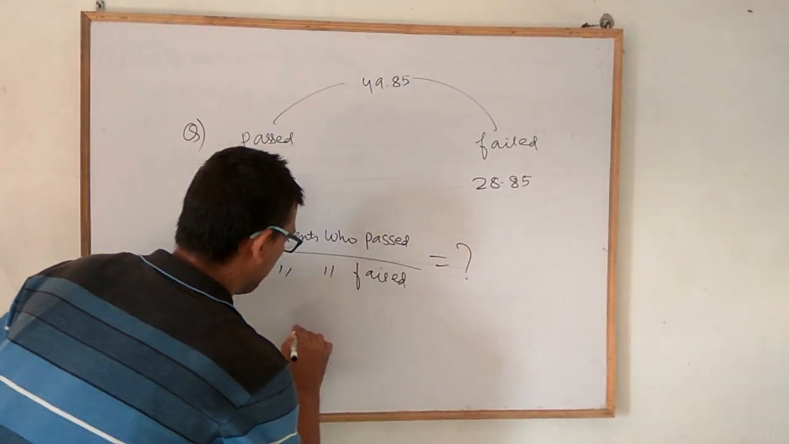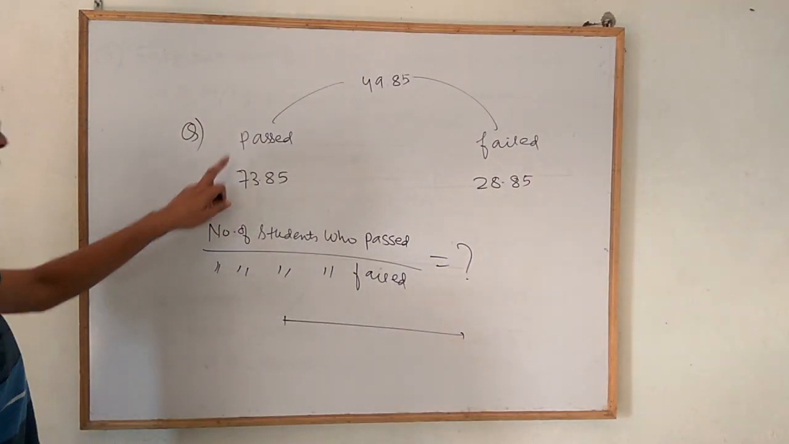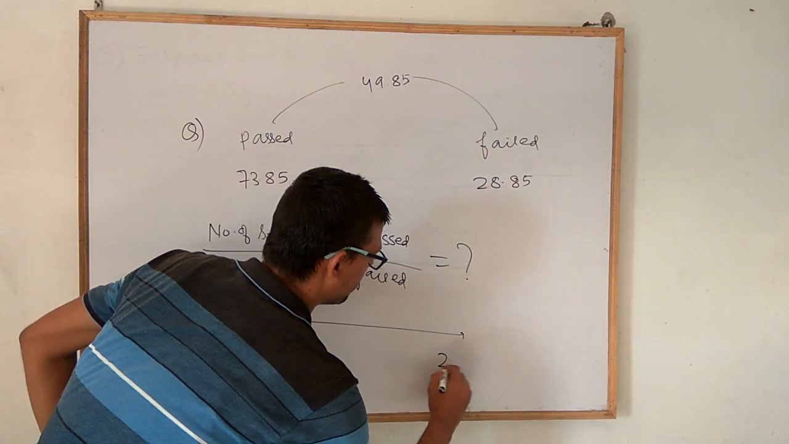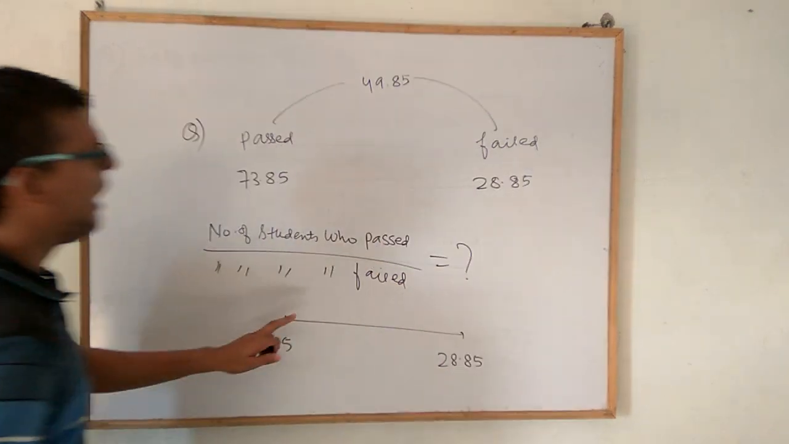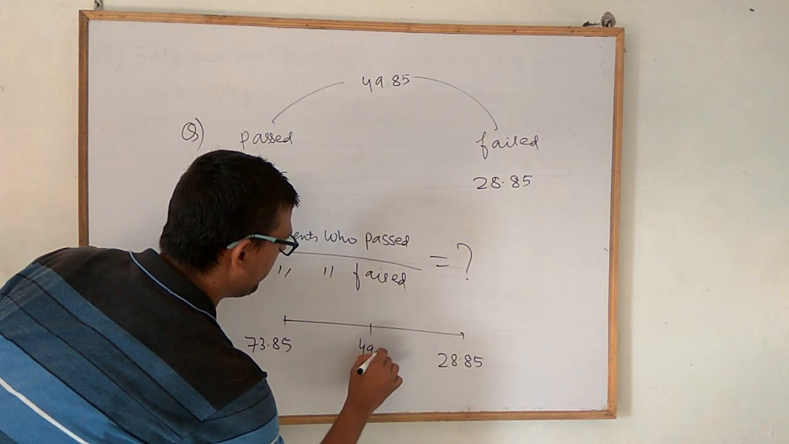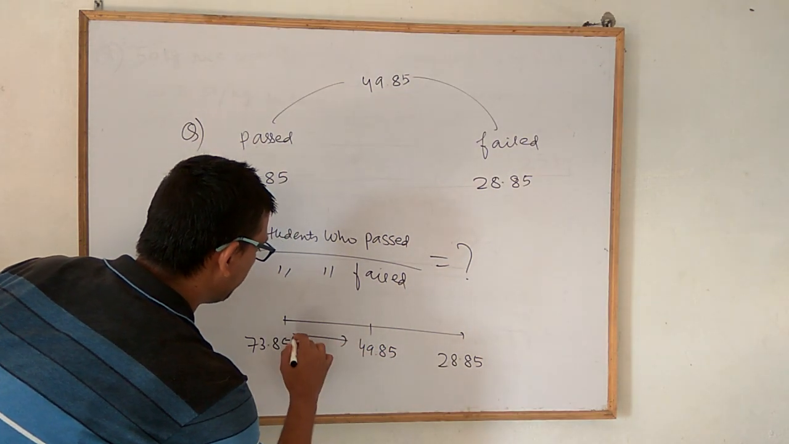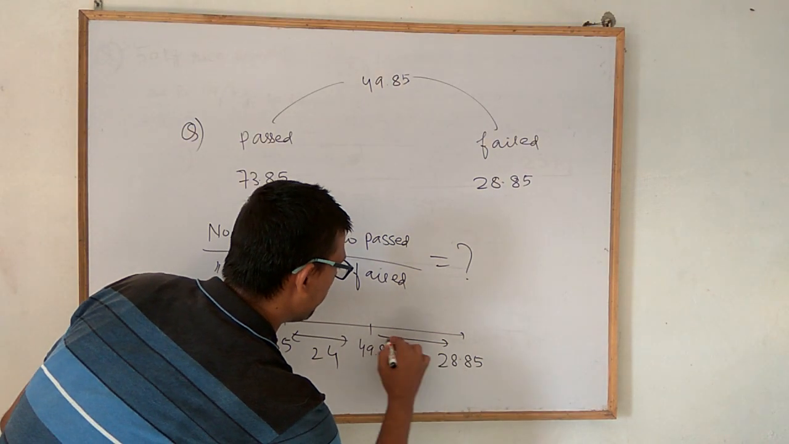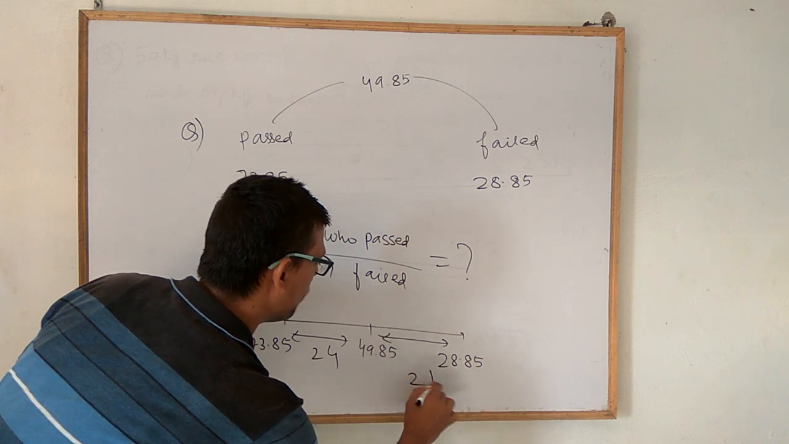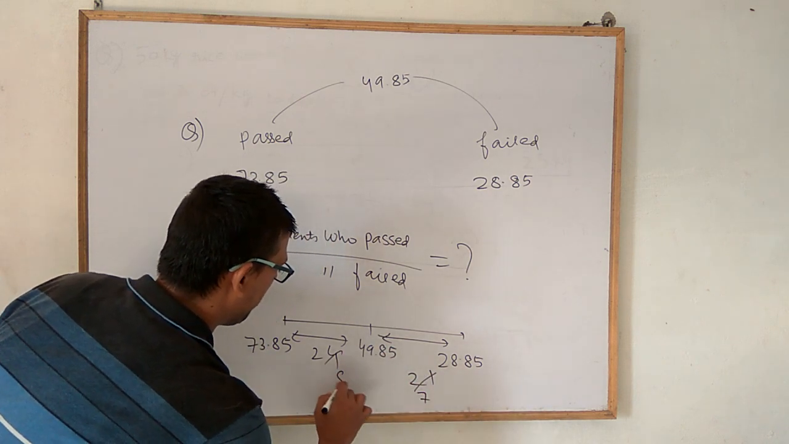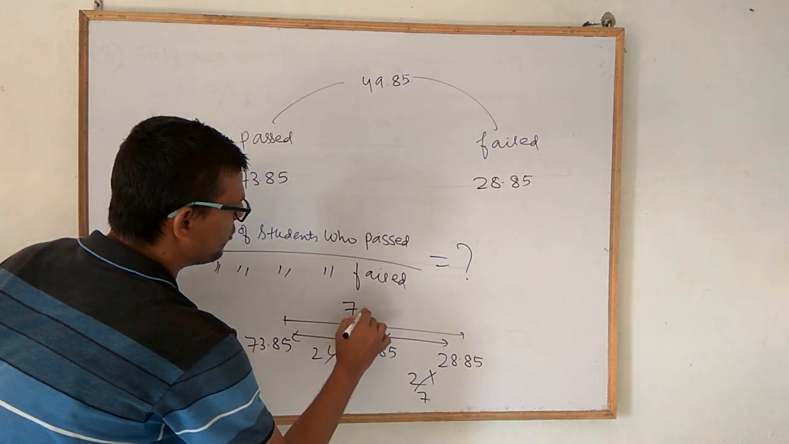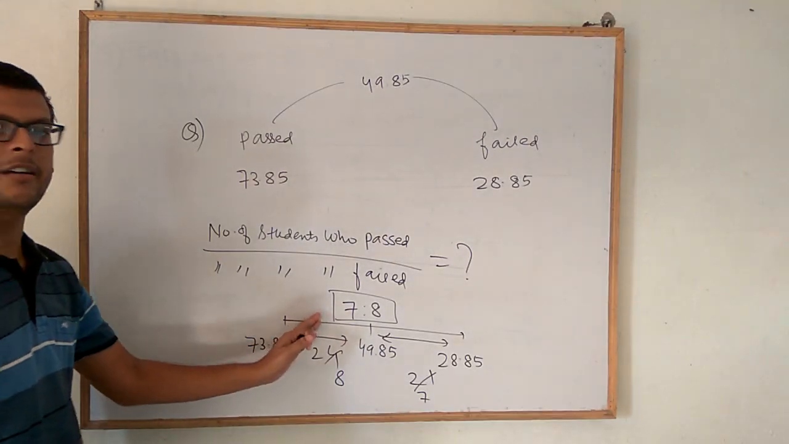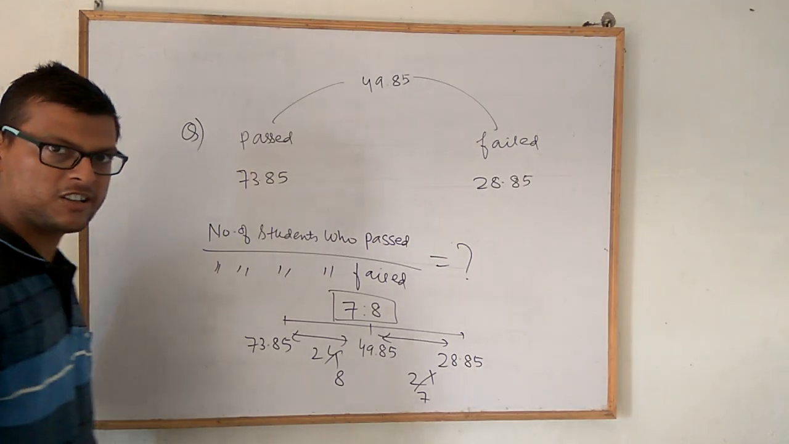This is unknown, right? Draw a number line. The passed student average is 73.85, the failed student average is 28.85, and overall average is given as 49.85, right? Just find out the difference. Here you will get 24 and here you find out the difference. Here you will get 21. The ratio is 8 is to 7. Flip the ratio, 7 is to 8. Okay, so this is your answer. Number of students who passed to the number of students who failed, 7 by 8. I hope you have understood it.